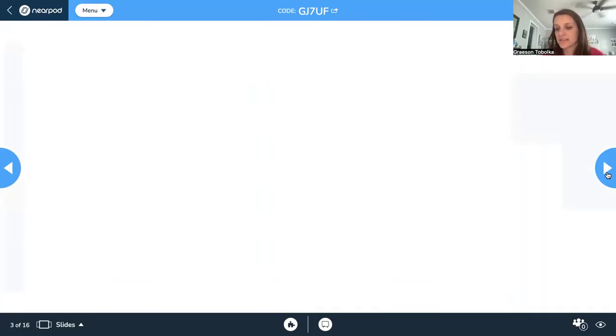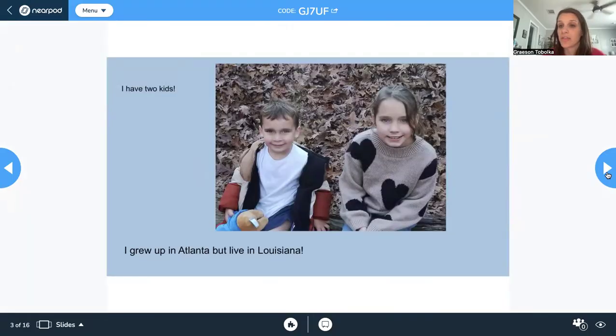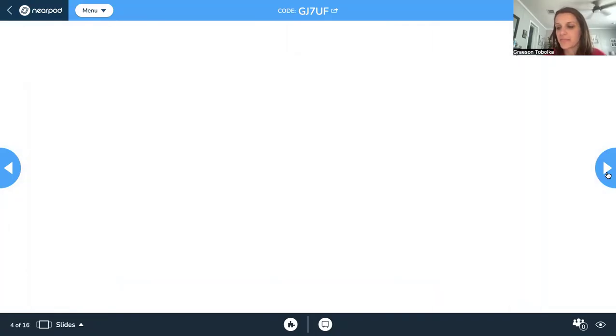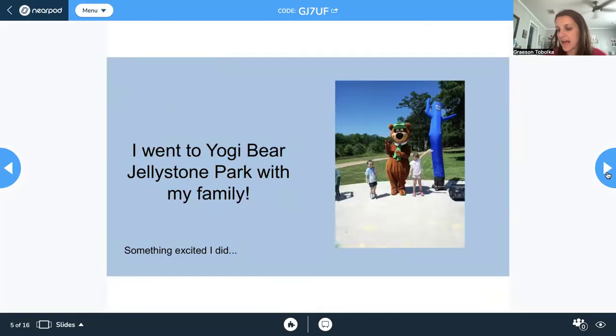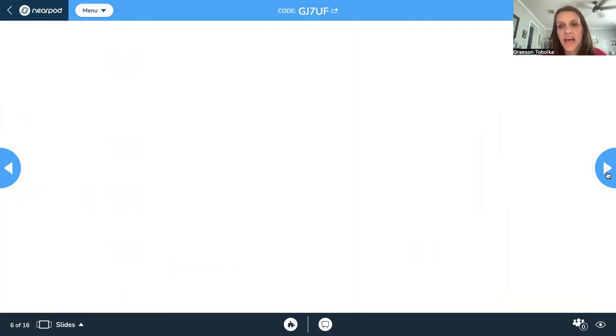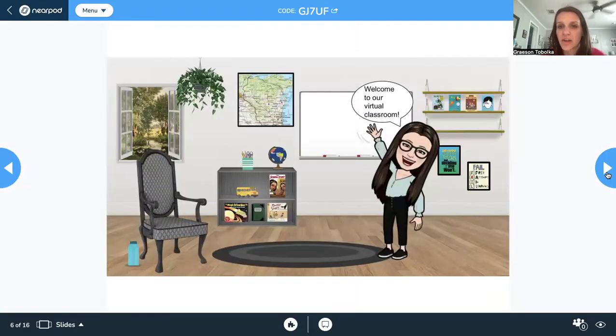I have two kids. I have a husband, a dog, chickens, and a cat. I actually have nine chickens. We live in Louisiana. Before that we lived in Dallas, and before that I grew up in Atlanta and went to the University of Georgia, and I have two kids. I love spending time with my family, studying language, reading, traveling, spending time with my husband. And I love teaching. Last summer, I got the opportunity to go with my kids to Yogi Bear Jellystone Park. That was really fun. And I mostly teach math, but I have taught reading as well.